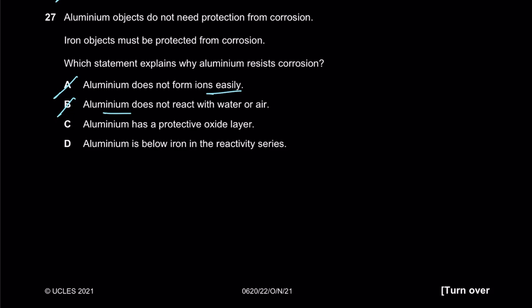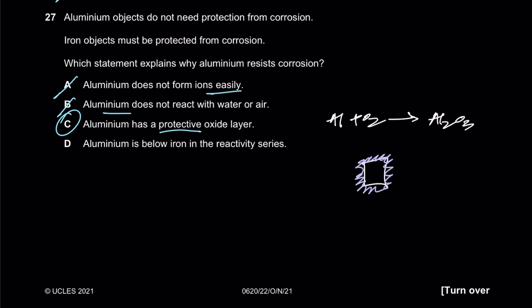Its oxide does not react with water and air. Yes, C is correct. It forms a protective layer. Basically, aluminum has already reacted with oxygen and Al2O3 forms. So this is the aluminum metal, and around it there is this protective layer. It prevents oxygen and H2O from coming further into contact with the aluminum.